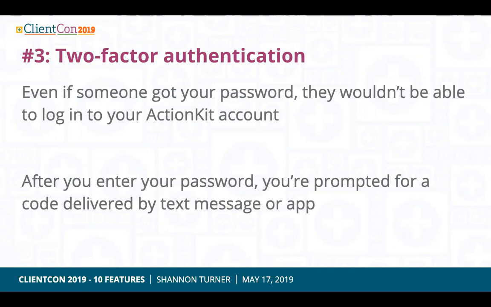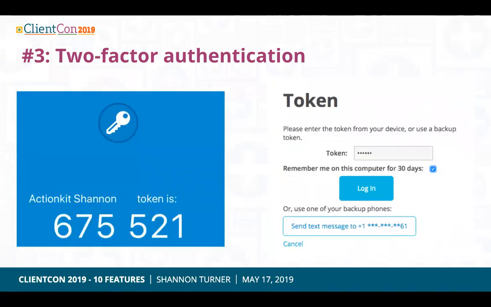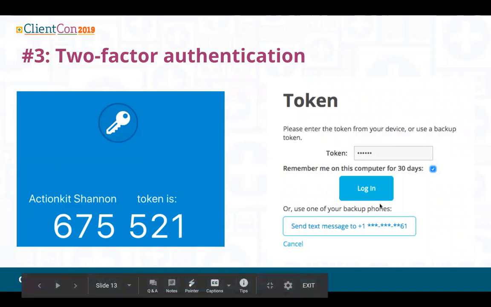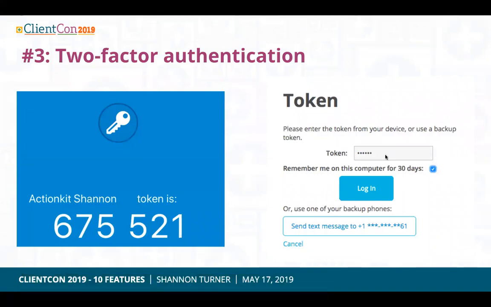The way it works is after you enter your password, you're prompted for a code that gets delivered by text message or app. Now you can set this up for your account individually, and you can also require everyone to set it up and use it. And let me just underline this. This is one of the most important ways that you can protect your users' data. This is what it looks like. After I enter in my password, I take a look at my phone, and here's the token that I get. In ActionKit, I enter that token and I tell ActionKit to remember me for the next 30 days.